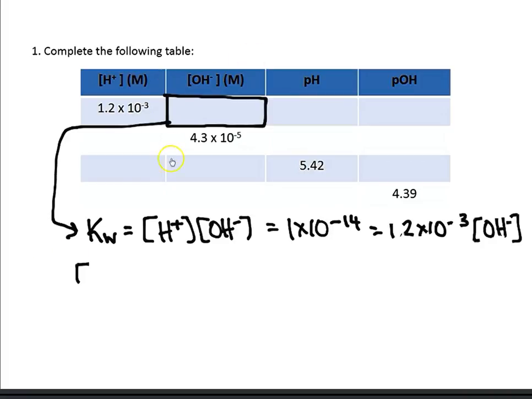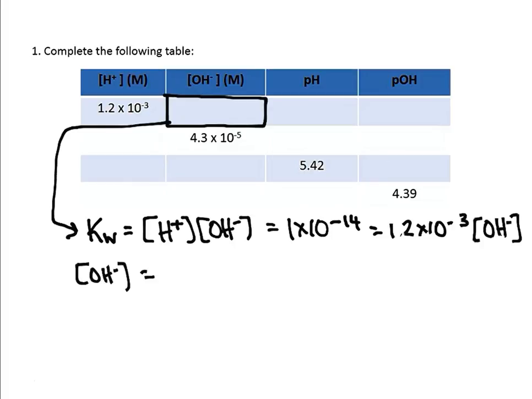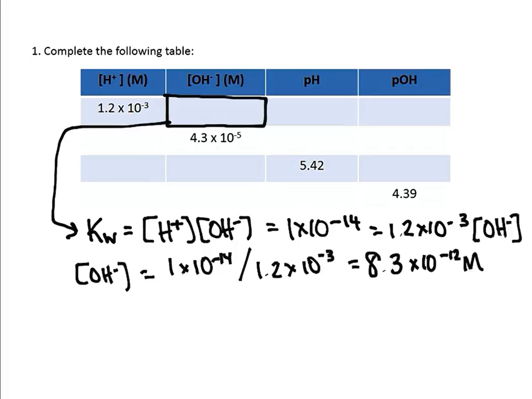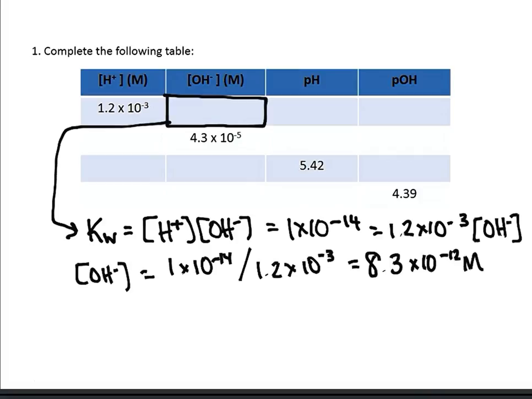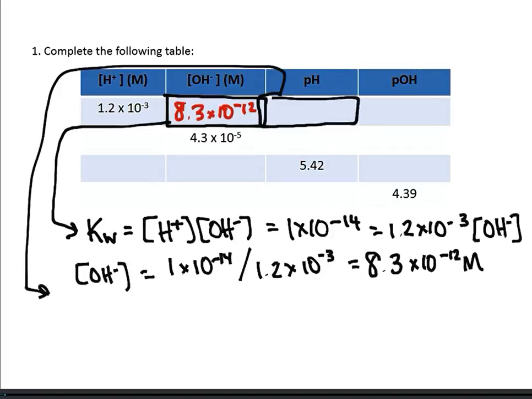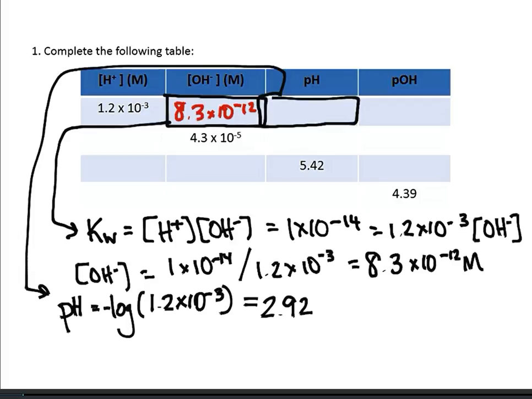So this first box, hydroxide ion concentration, we can calculate from hydrogen ion concentration using the equation Kw equals the product of those two. So you just plug the numbers in, and you get that the hydroxide ion concentration is 8.3 times 10 to the minus 12. I'm going to put that in the box. The second box, pH, we're going to calculate from hydrogen ion concentration. It's the negative log of 1.2 times 10 to the minus 3, which is 2.92. Sig fig wise, we're going to write 2.92 in the box.